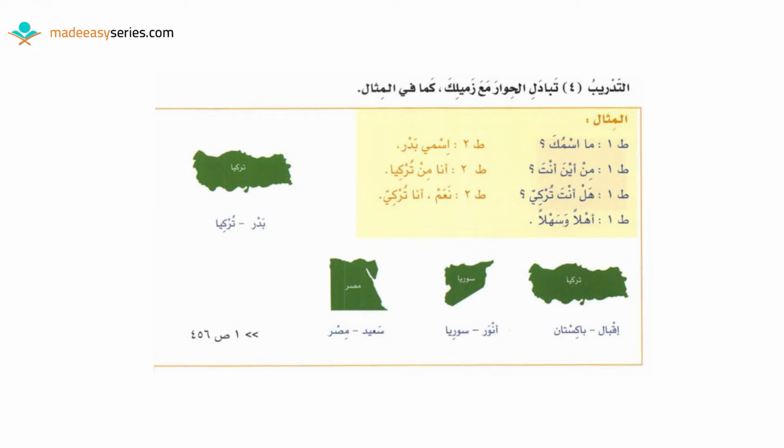So the first student will ask, what's your name? Then the second student will answer by using the word on the right side. The second student asks, where are you from? Then the second student answers by using the word on the left side. Then the first student asks, are you of this particular nationality, coming from that country? The second student affirms it. And then the first student says, welcome. Let's go to the mithal, the example sentence.